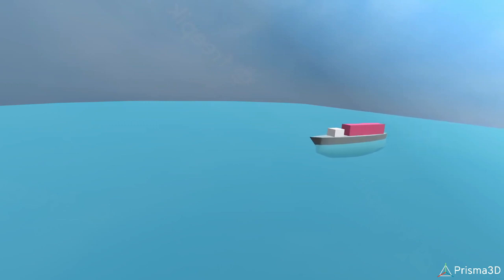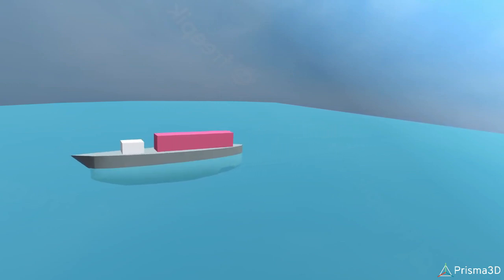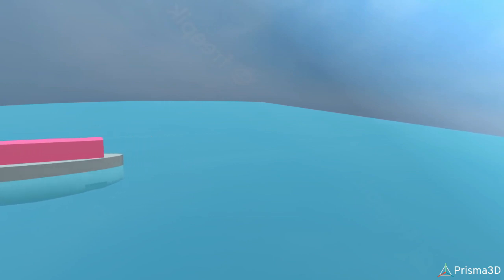As the ship is loaded, it sinks deeper, displacing more water, and so the magnitude of the buoyant force continuously matches the weight of the ship and its cargo.